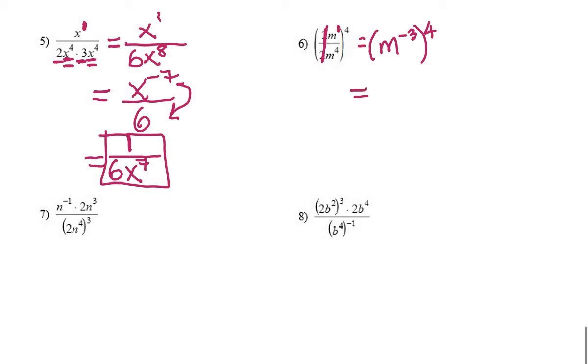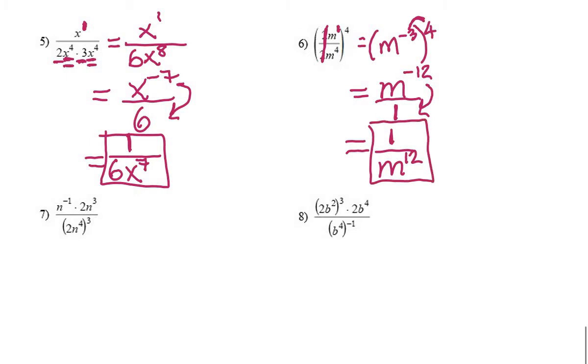And my shortcut for taking a power to a power is to multiply these two exponents. Negative 3 times 4 is negative 12. So I get m to the negative 12th power. Once again, I want this to be a positive exponent. There's not a fraction bar, so I'm going to make one by putting a 1 underneath this. And then I'm going to move the m to the negative 12th power to the bottom. So that would be 1 over m to the positive 12th power. All right, so that's it for that one.